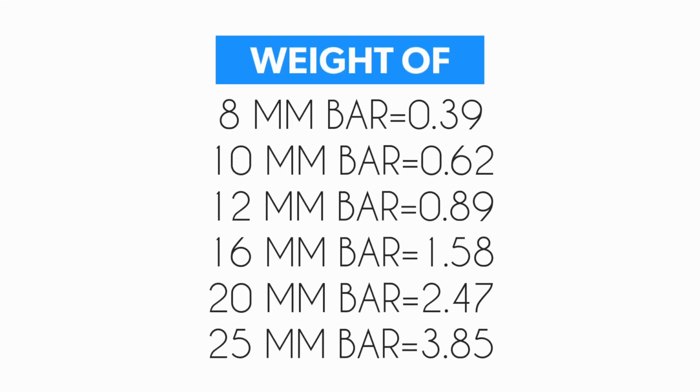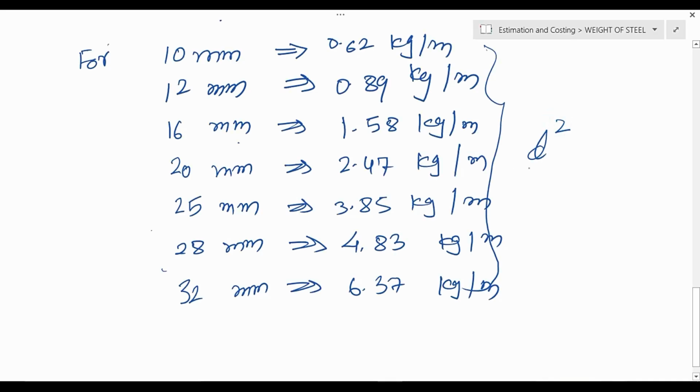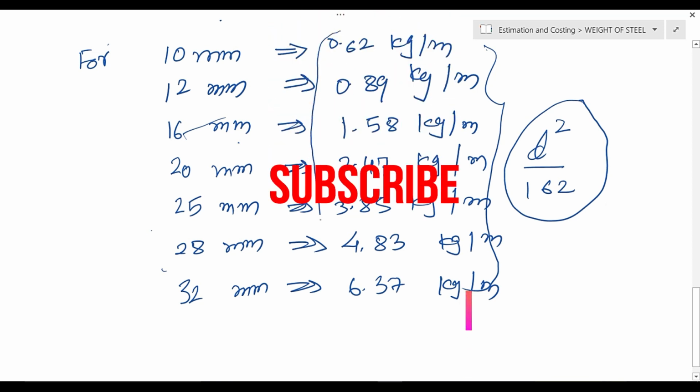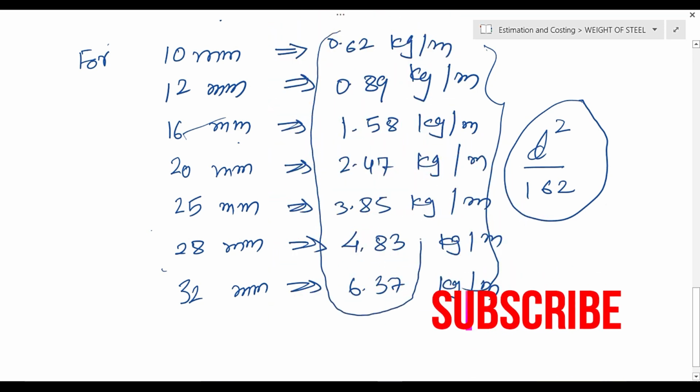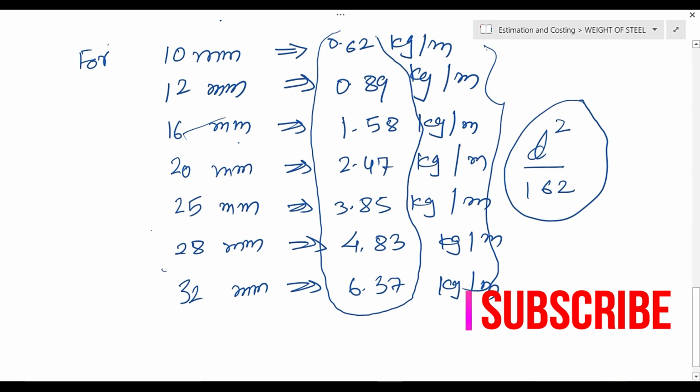So all these values are calculated using the equation diameter square divided by 162. You need to remember this equation, and if possible try to remember all these values, because these values for 1 meter length will be used very frequently for estimation and costing.